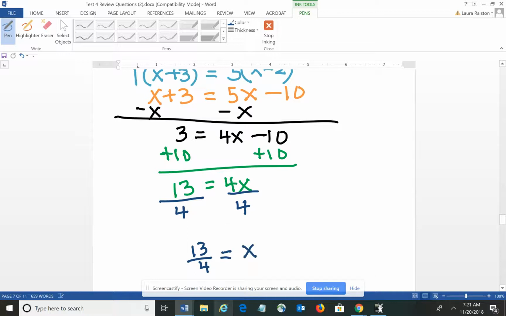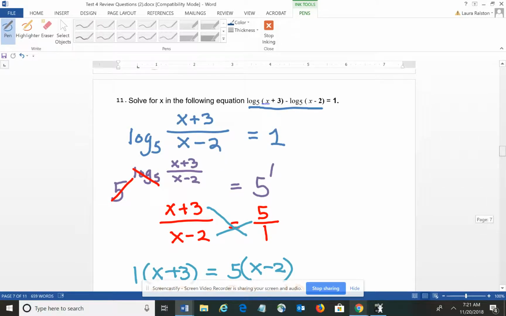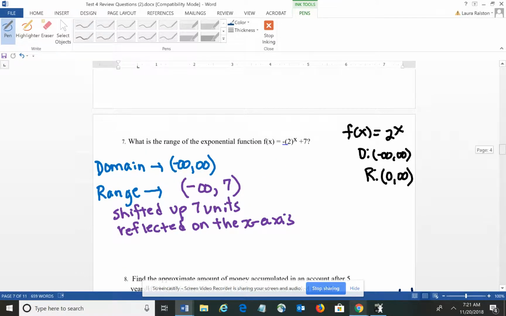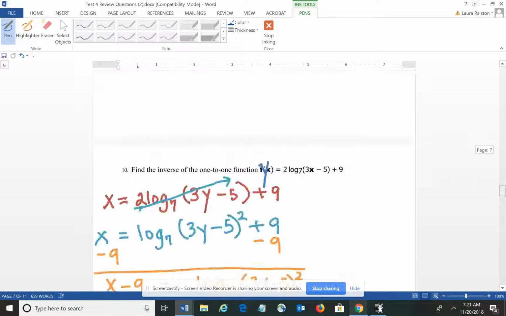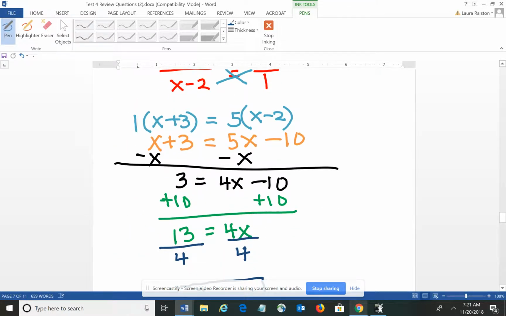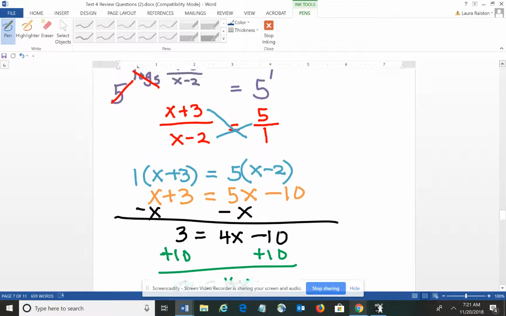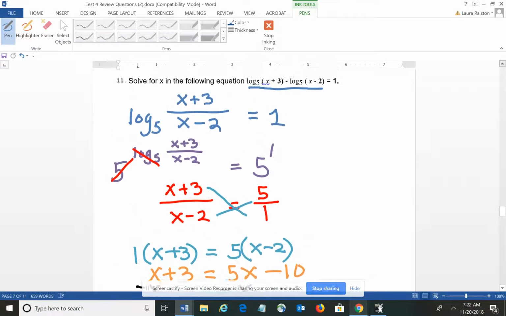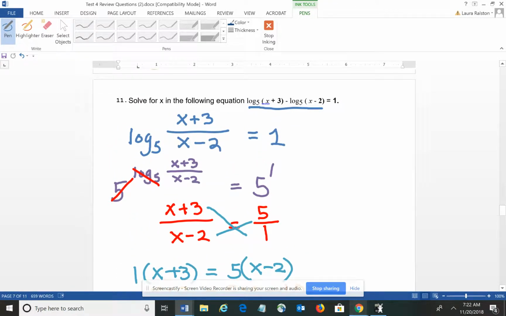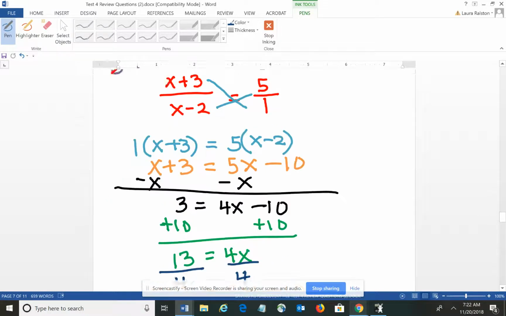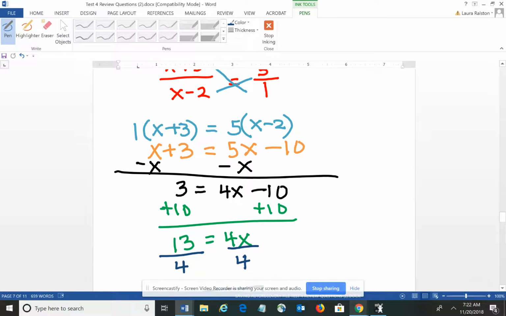equals x. Now, I do need to be careful because remember, the argument within the logarithm cannot be negative. So 13 fourths plus 3 is still going to be a positive number, so I'm good there. 13 fourths, which is 3 1/4, minus 2 is still positive, so I'm okay. You want to make sure that your argument's going to be positive.